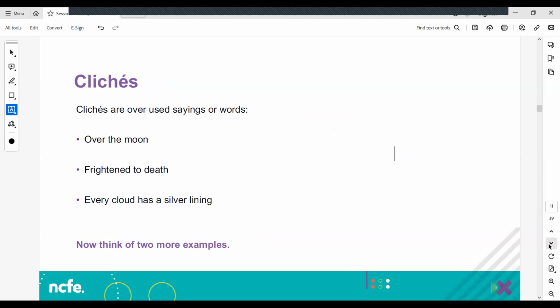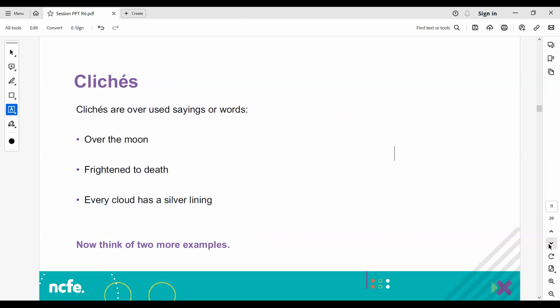Cliches are overused sayings or words. They give a familiarity to the text, and obviously they're used in speech, and they give that familiarity, but they're overused. So if you're writing, you're usually advised to not use too many. The odd one gives some familiarity to the text, but using a lot just makes the whole document seem cliched and unoriginal.